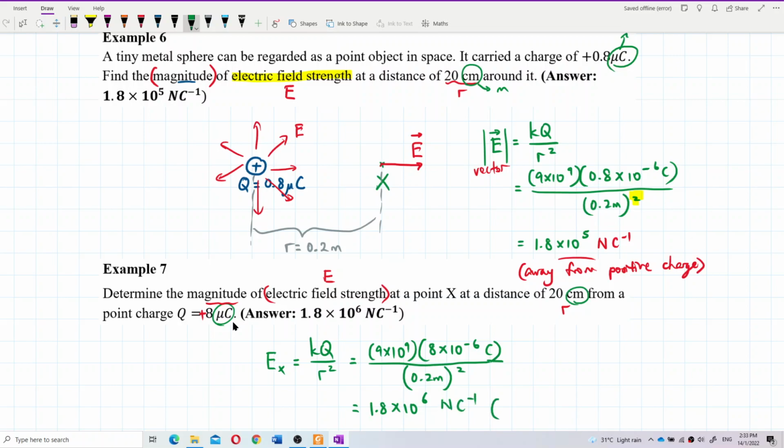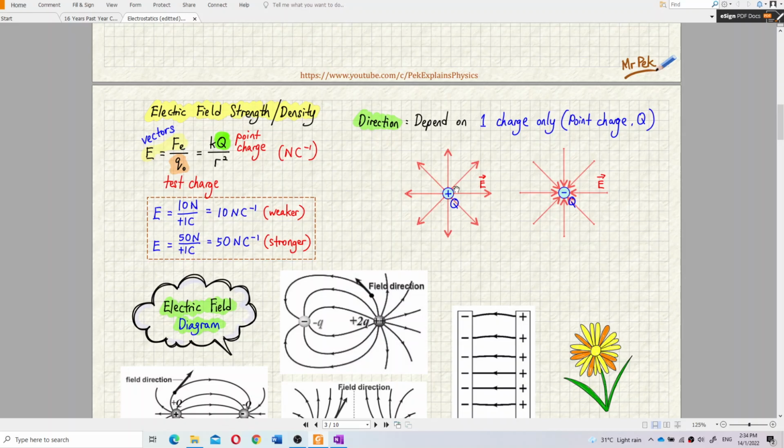Okay, and the direction you can say it is away, because this is still a positive point charge. So the direction is away from positive charge. If this is a negative point charge, then the direction is towards, or inward towards, the negative point charge. Now it is a positive point charge, so it's away from positive charge. If it is a positive charge, the direction of electric field is away from the positive charge. But if it is a negative point charge, then the electric field is towards the negative point charge.